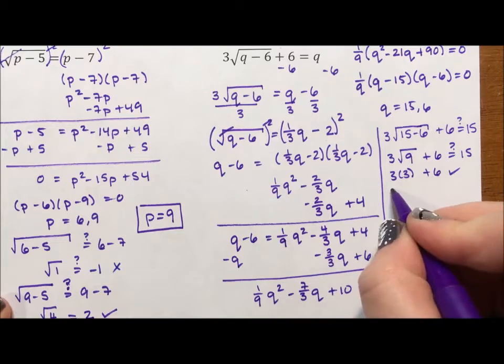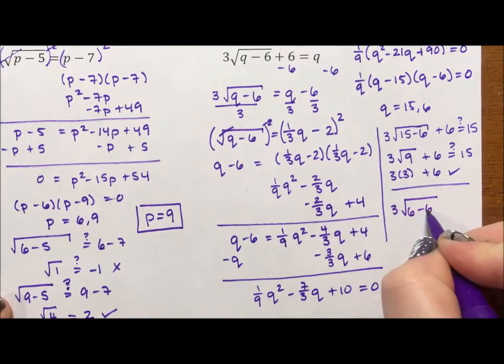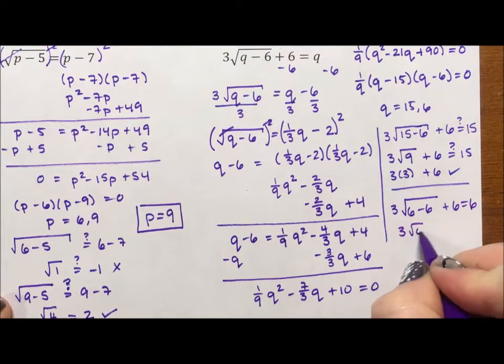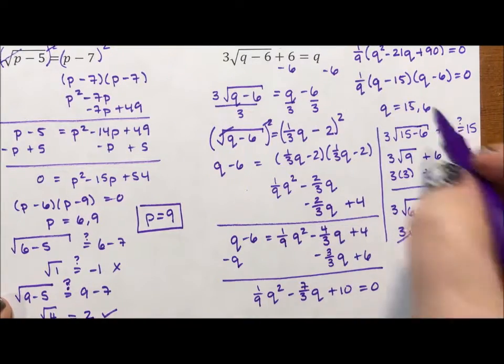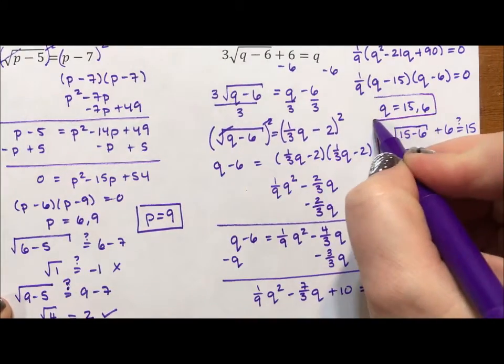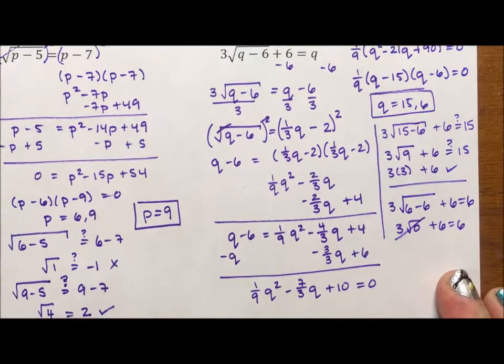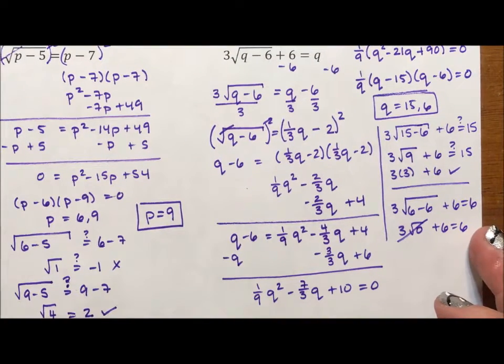Great. Okay. Does 3 times the square root of 6 minus 6, plus 6, equal 6? Does 3 times the square root of 0, plus 6, equal 6? Yeah, it does. So we get to keep both of our answers in this one. On our first one, we had to eliminate an answer, and on our second, we get to keep them both.